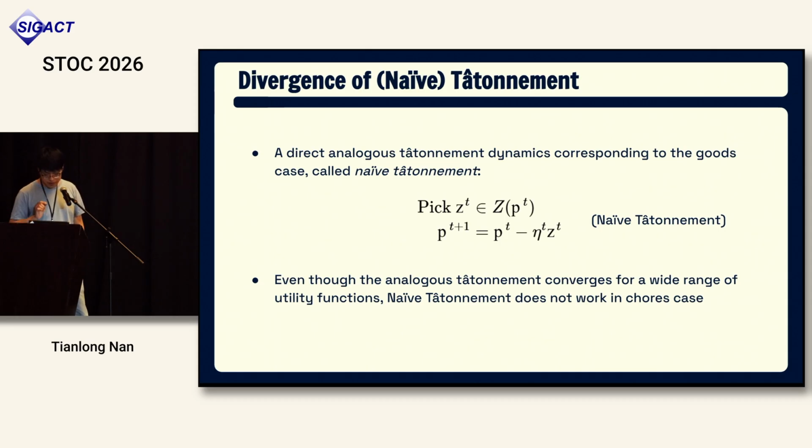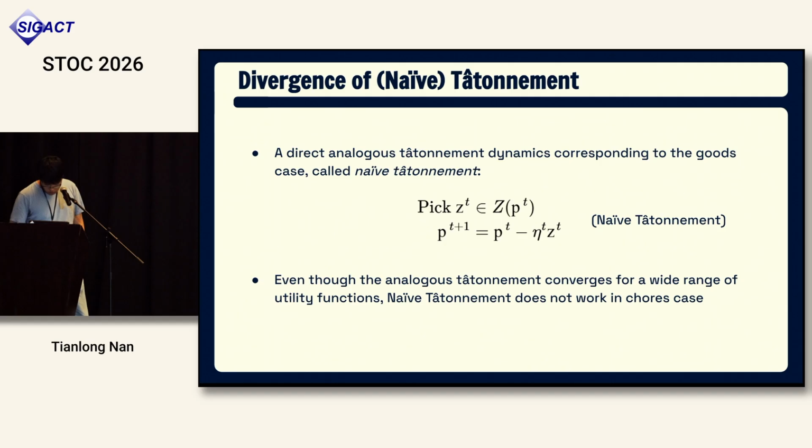By the way, I'll give some background on the tâtonnement dynamics. You just adjust the price based on the excess demand. In the goods case, if the excess demand is positive, you want to increase the price, and in the chores case, that would be the opposite direction. So this would be a very naive tâtonnement, I would just call it that.